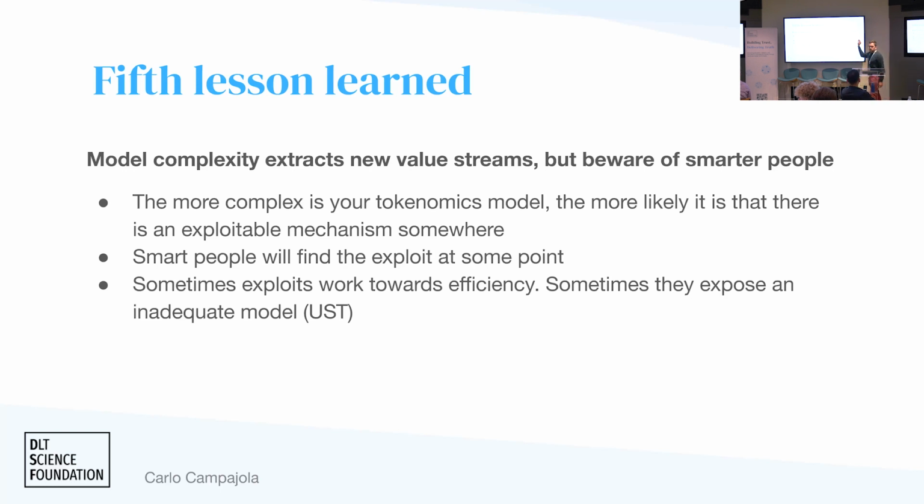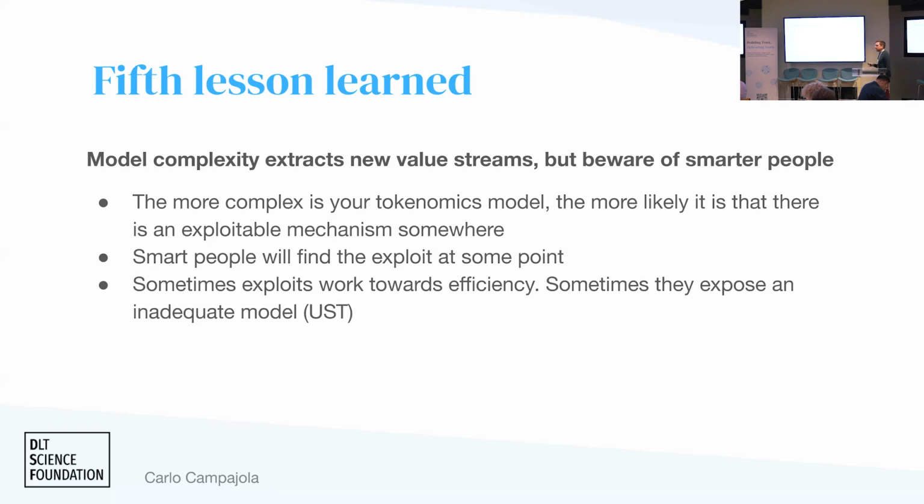But beware of smarter people. Beware of the fact that whatever complexity you put in your tokenomics model, that might be a doorway for exploit. If you have some exploitable mechanism, smart people will find it at some point. And Convex is not necessarily bad. It's making the system more efficient, actually, at least until we see a crash or something. I don't know. I have no position on that.